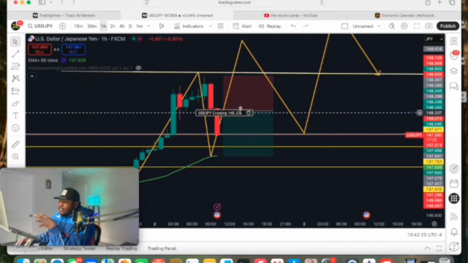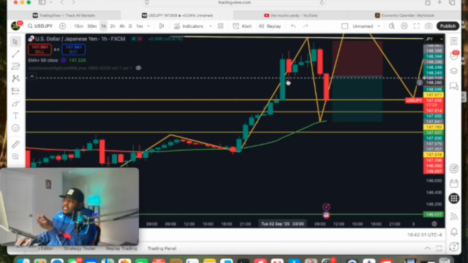Another reason why I didn't take this trade, you know what I mean? This is a counter trend trade. The market is in an uptrend, meaning buys. Why would I take a sell? I'm going against the market. It's easier to go with the flow, way easier than to go against the flow. So if the flow is going up, why would I enter a trade to go down?